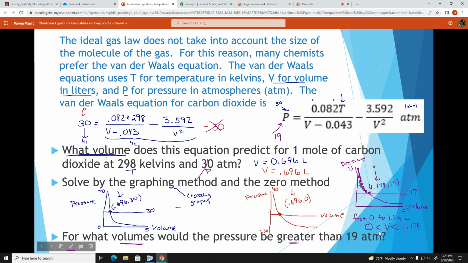Now, you might be thinking, why is this inequality having less than symbols in it when the problem said greater than? And that's because our volumes have to be between a lower boundary of 0 and an upper boundary of 1.174. And when we put in volumes that are in that section, our answer, our pressure, is what's going to be greater than 19.